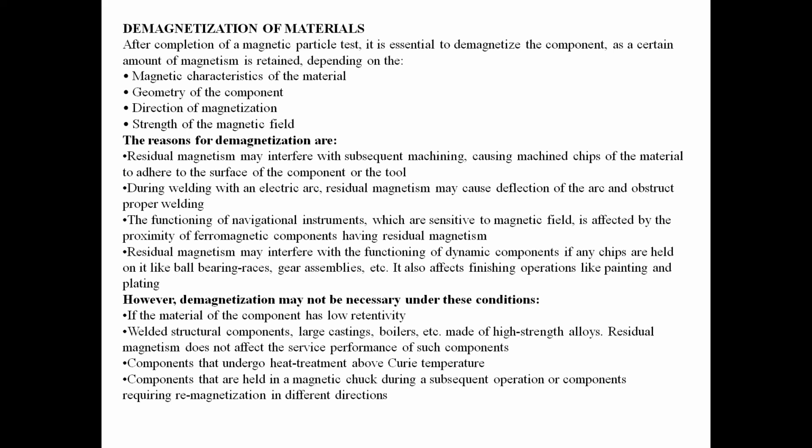Next one, the fourth point: suppose dynamic components, like ball bearings and gear assemblies, are tested in the magnetic particle test. If magnetism still exists in these components after completion of the test, this affects the finishing of those components and the working of those components. These are the main reasons for removing the magnetism from the component.